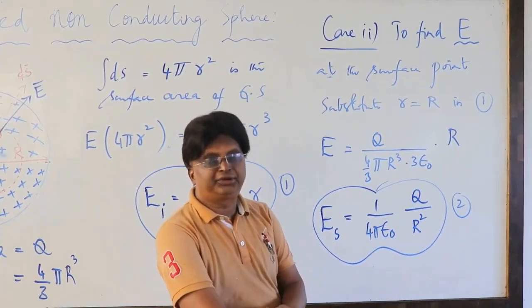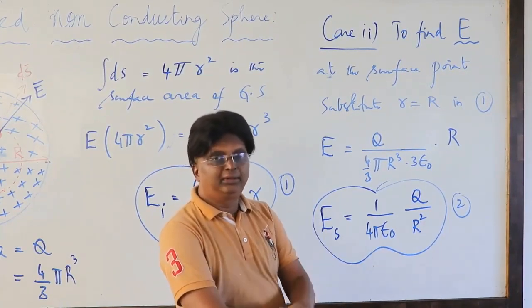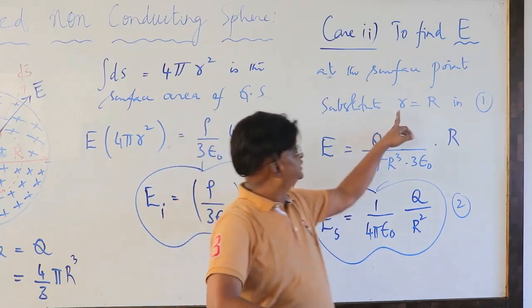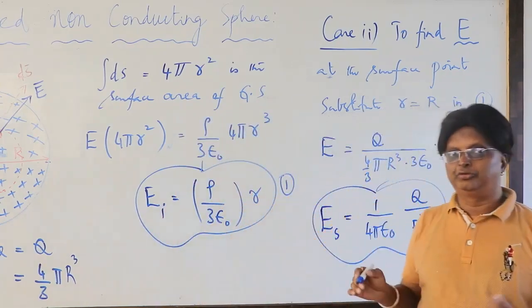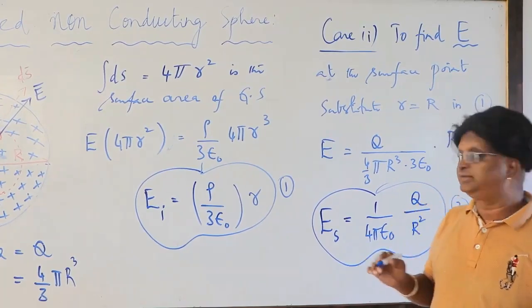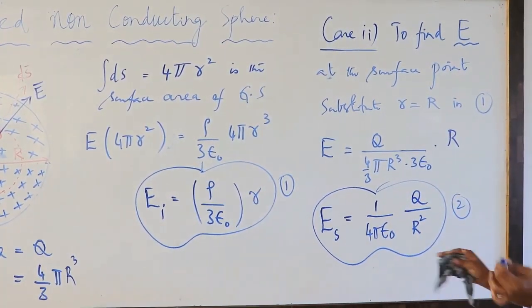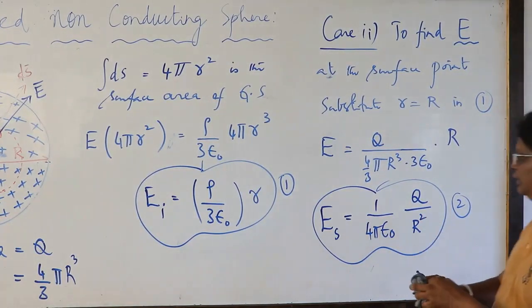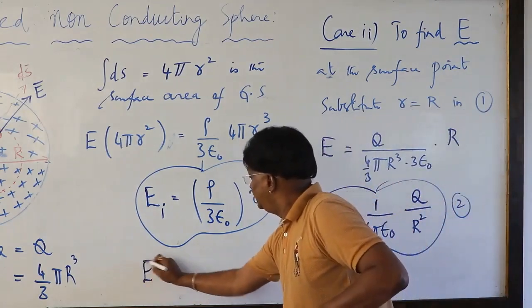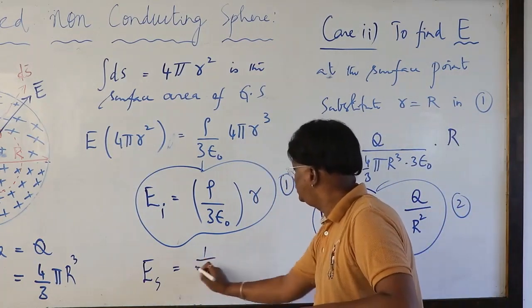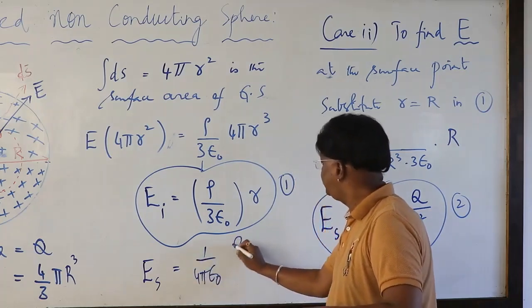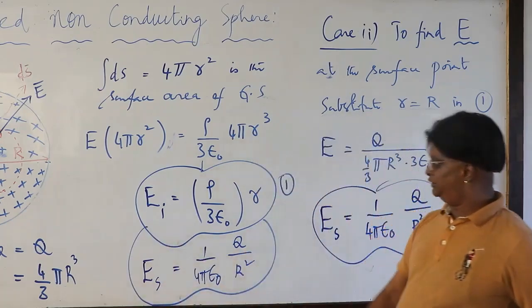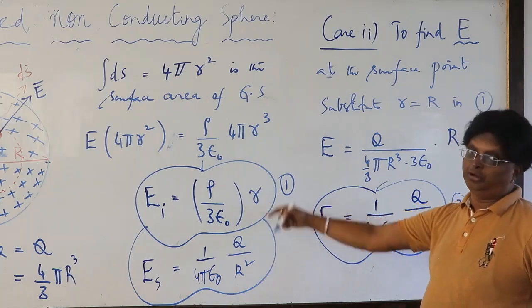Now, what about a point outside the volume distribution? Can we put small r equal to capital R? No, we cannot do it. Why? Because there is a difference, let us see. Now I am writing for case 3, a point outside. Remember this is equation 1, and here itself I will show equation 2: on the surface it is 1 upon 4 pi epsilon naught, capital Q by capital R square. Here in equation 1 it is small r.